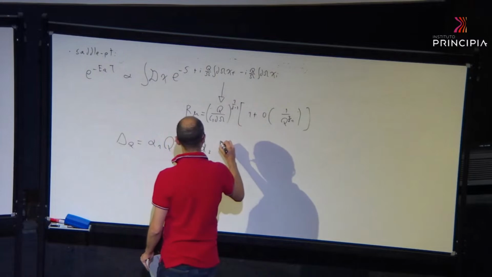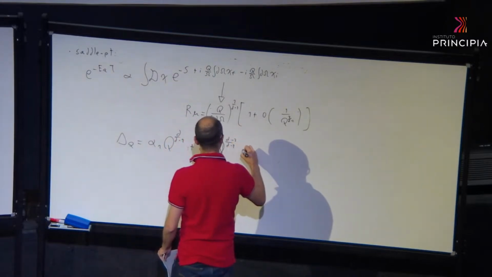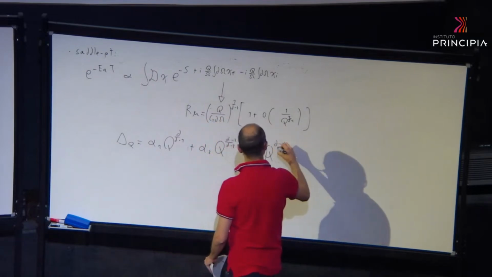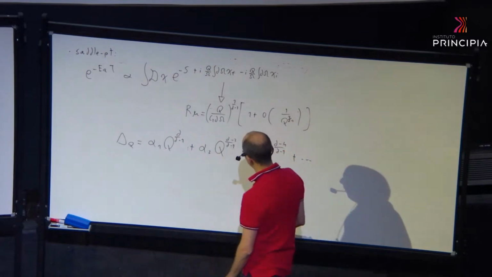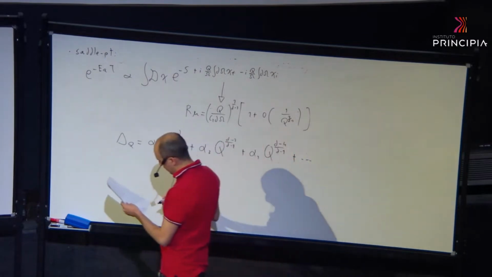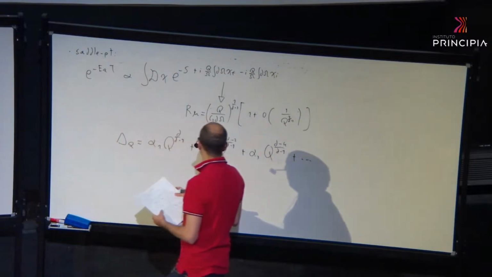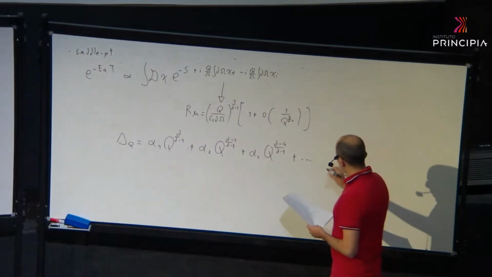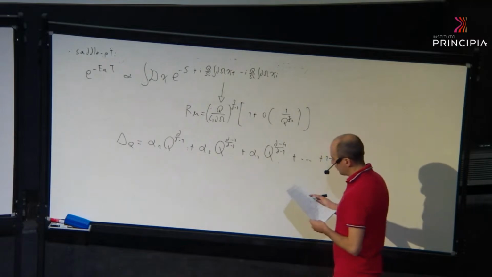Plus alpha 2, q^(d-2)/d... minus 1, plus alpha 3. So I'll just go to this order. Okay, you understand how it's going. And you can also give an expression for this alpha 1 in terms of C1, and alpha 2 in terms of C2 and C3, and so forth. And here there is only a classical level. There is a one loop contribution that I'll discuss in a moment.